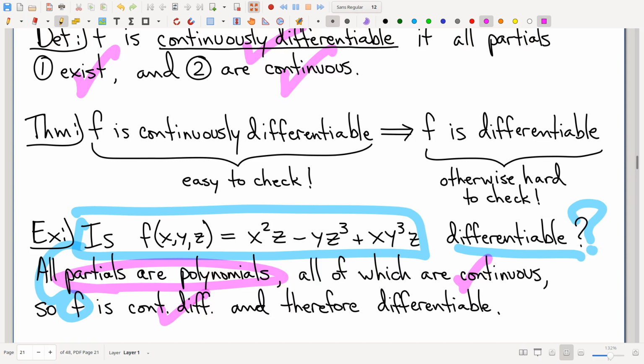Everybody on board so far? And because it is continuously differentiable, it also follows, as we were hoping, that it's differentiable. Everybody good?